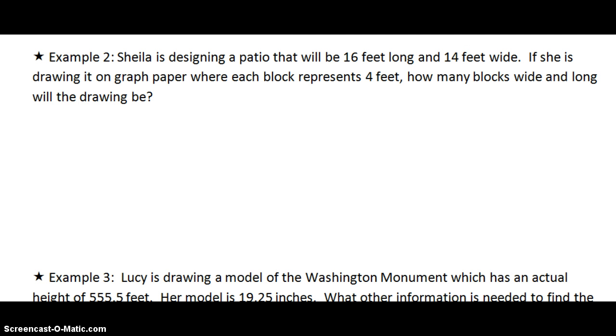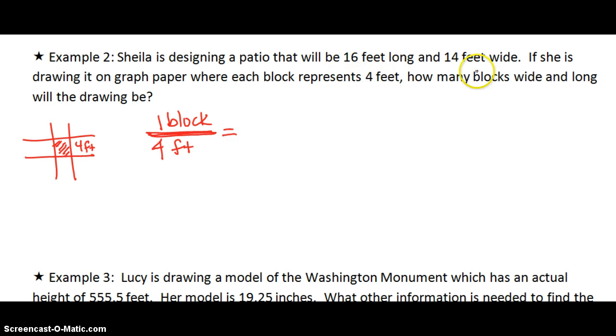Alright, on our next example, Sheila is designing a patio that will be 16 feet long and 14 feet wide. If she's drawing it on graph paper, where each block on the graph paper represents 4 feet, how many blocks wide and long will the drawing be? Okay, so we are comparing blocks to feet. Picture your graph paper. Each block represents 4 feet. So one block represents 4 feet. That's the ratio of her scale drawing.